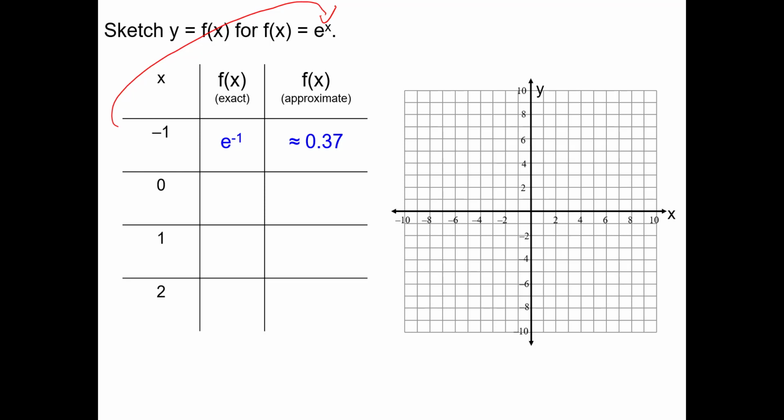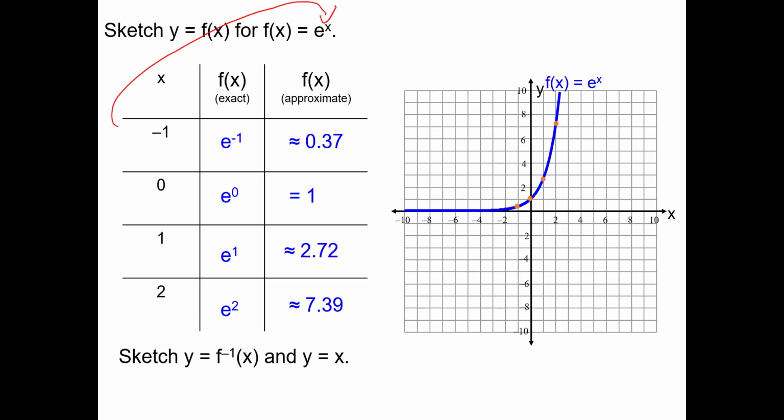So first one is e raised to the -1 power, approximately equal to 0.37. Second one, e to the 0, we get 1. e to the 1, we get approximately 2.72. e to the 2, we get 7.39. From there we'll be able to plot those points and end up with f of x equal to e to the x.